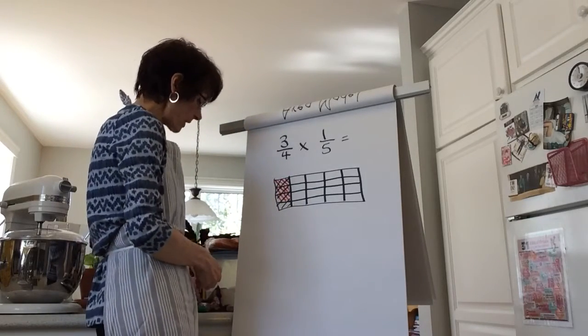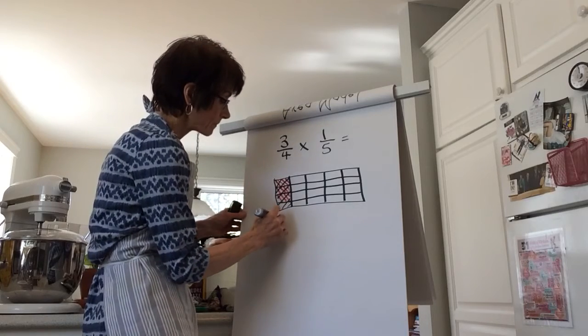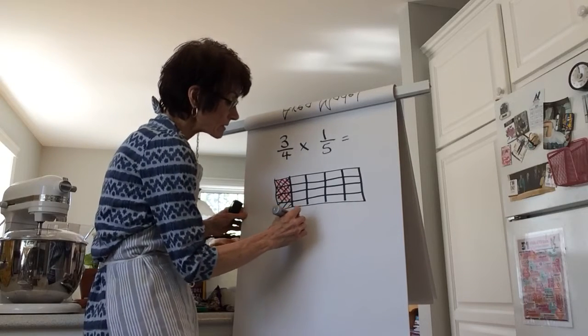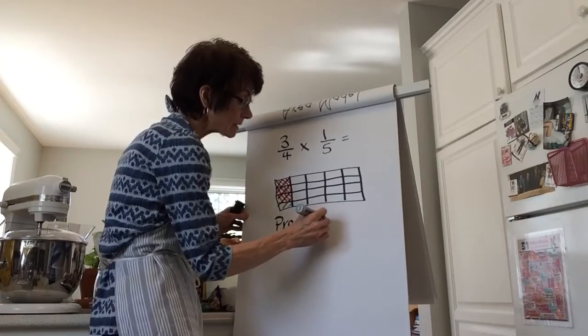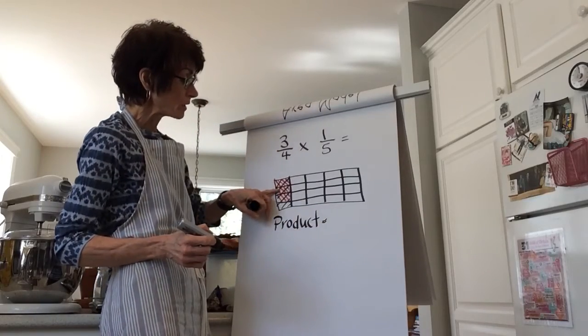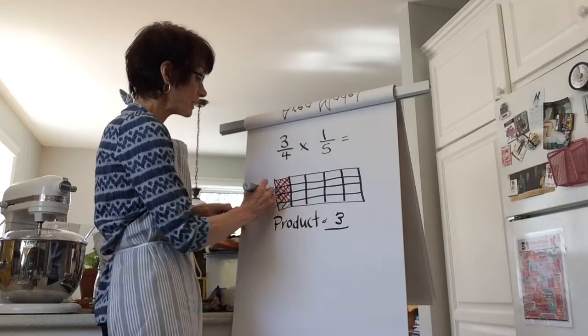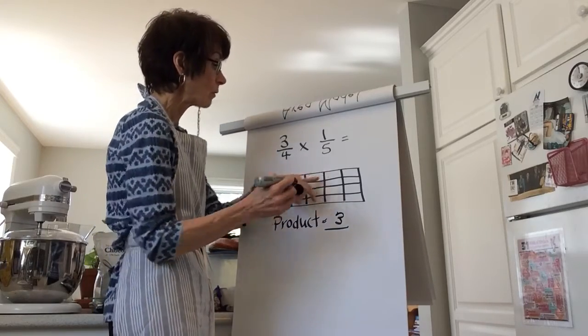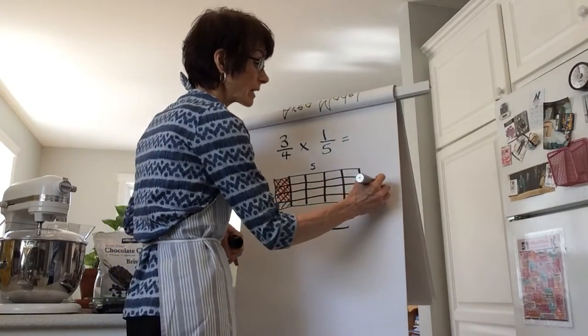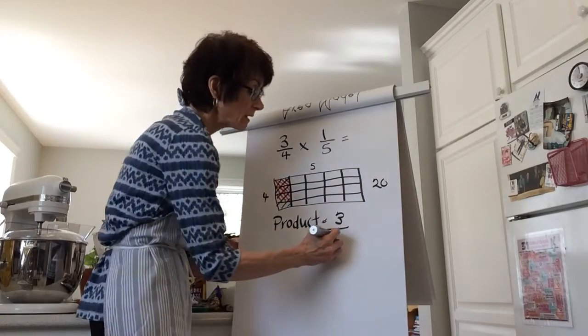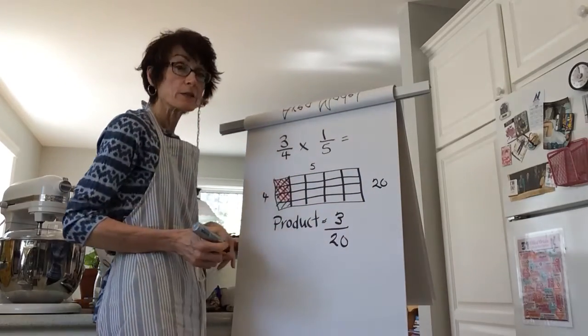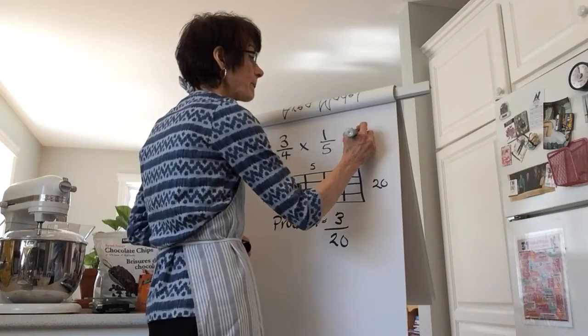So we know our product. Our product is the number of overlapping sections. So that's 1, 2, 3. Over our total number of sections, well, we know we have 4 in this direction. We have 5 in this direction, so that gives us a total of 20. So our product is 3 over 20.